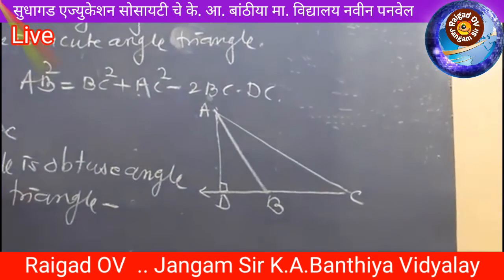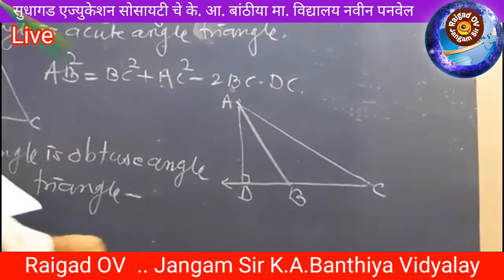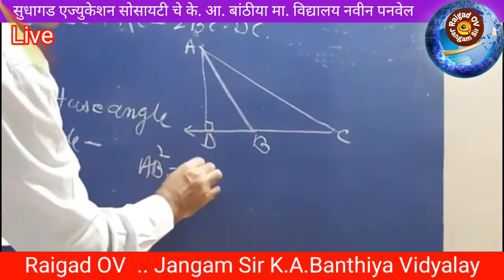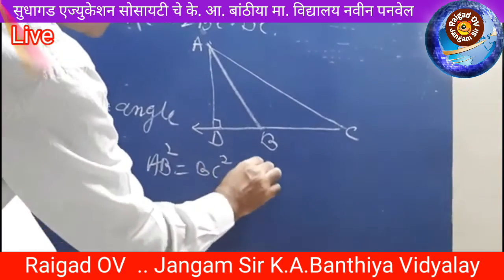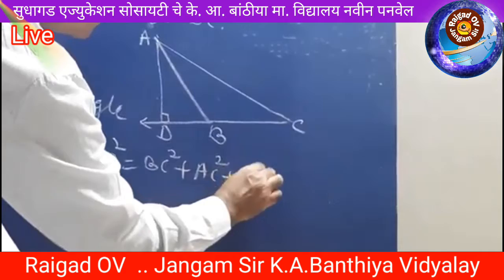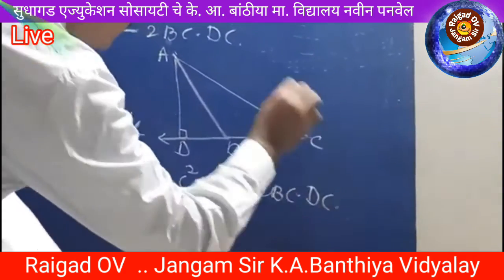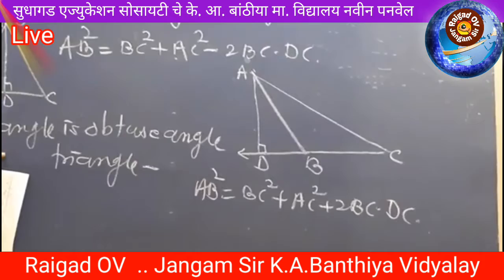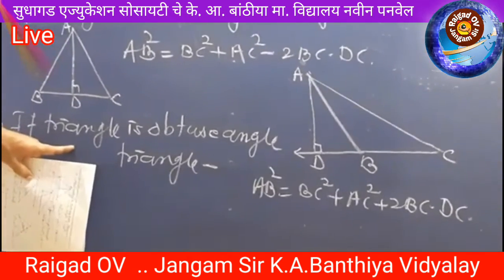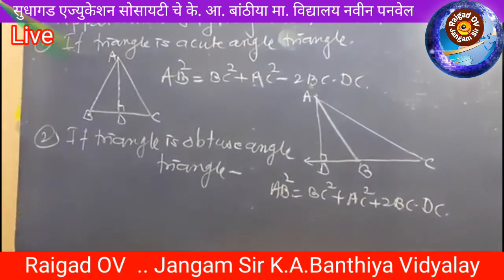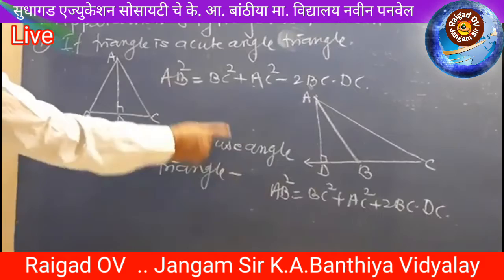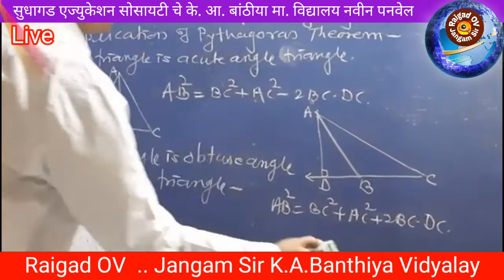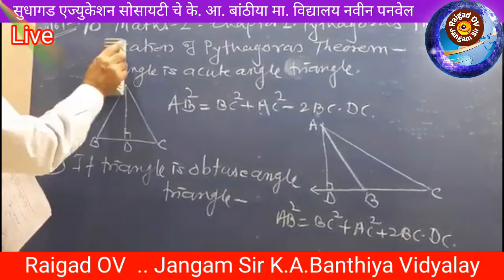Now we can write the second application, that is AB square is equal to BC square plus AC square plus 2 BC into DC. Try to remember only the formula connecting with this application of Pythagoras theorem. Now we are going to see the Apollonius theorem.